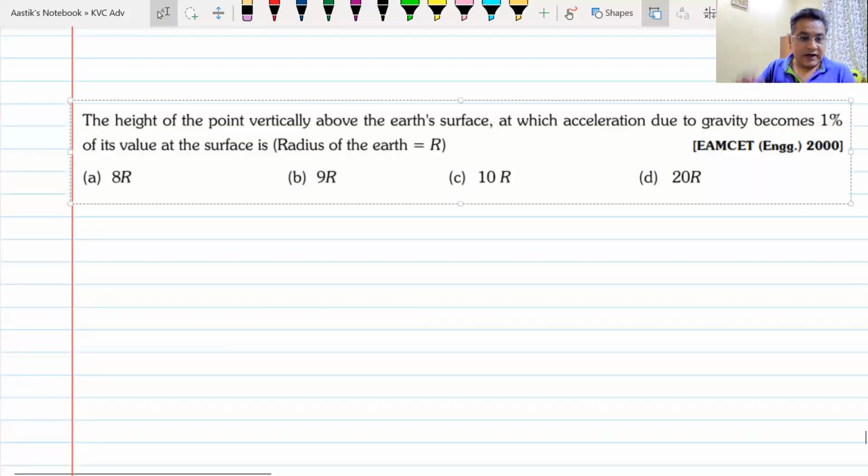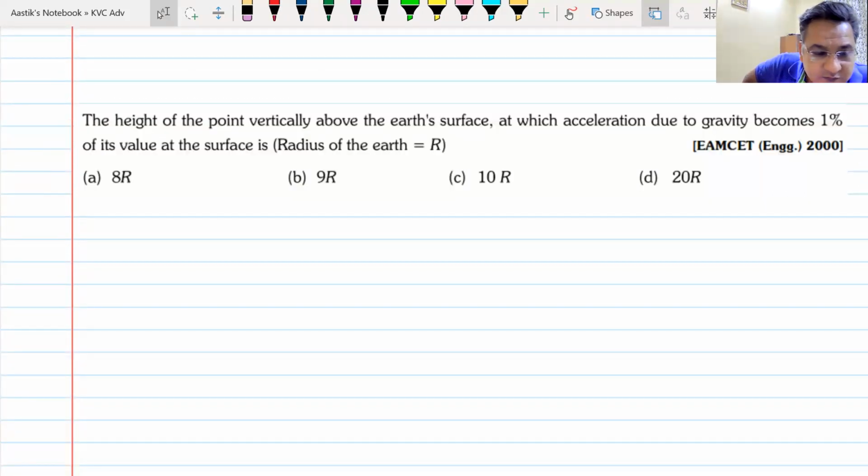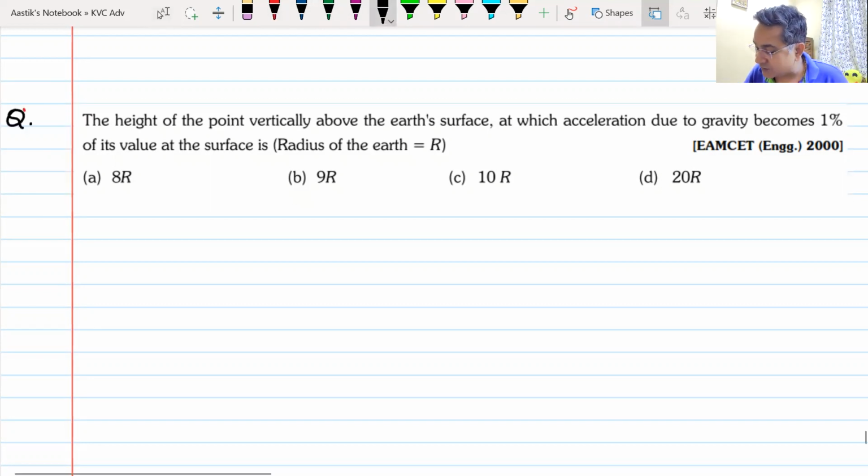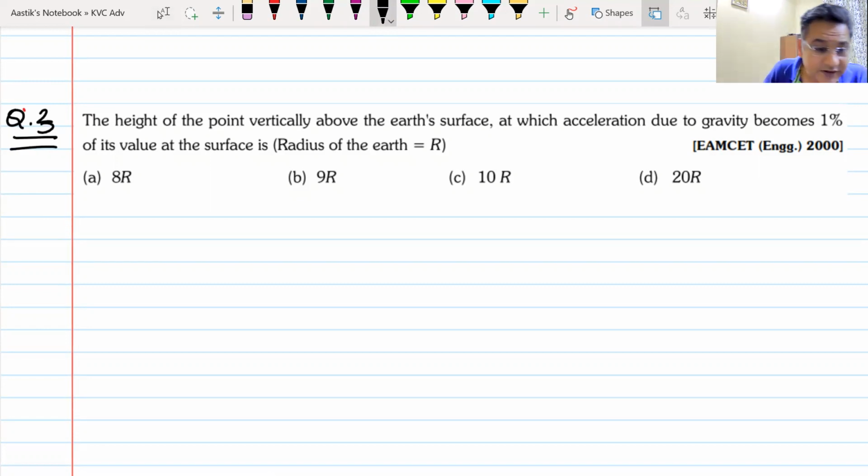The height of a point vertically above the Earth's surface. When you say height of the point, it is from the Earth's surface, at which the acceleration due to gravity becomes 1% of its value. So acceleration due to gravity should become 1%. Question number 3. Of its value on the surface of Earth, at which point above Earth does the value of acceleration due to gravity become 1%, 1 by 100? Where does it become 1 by 100?